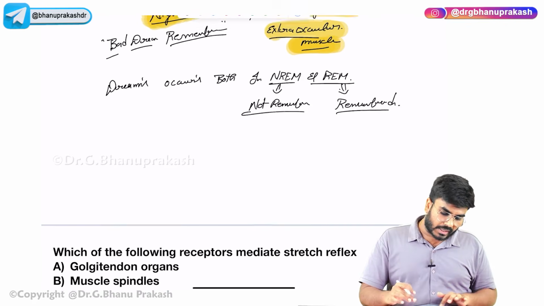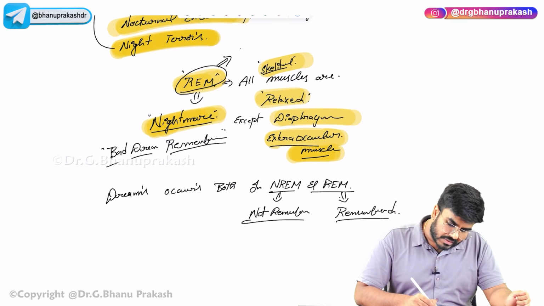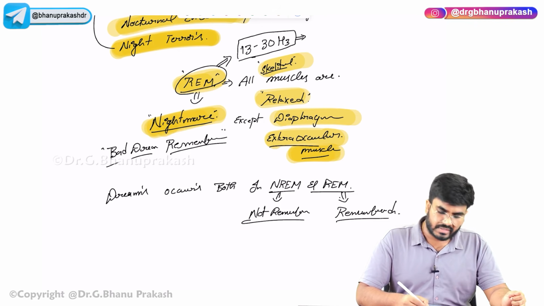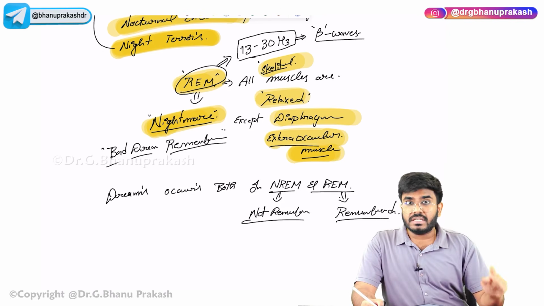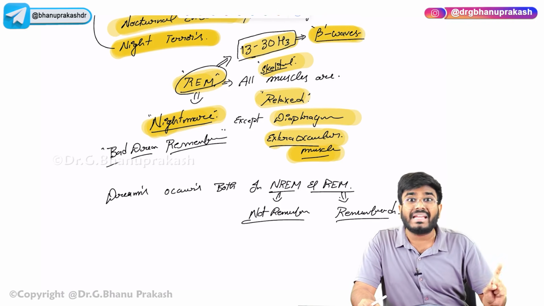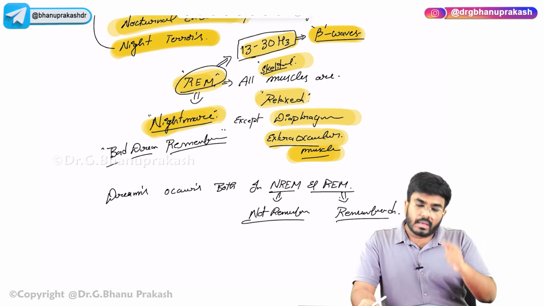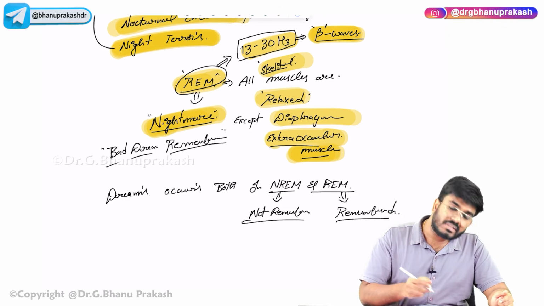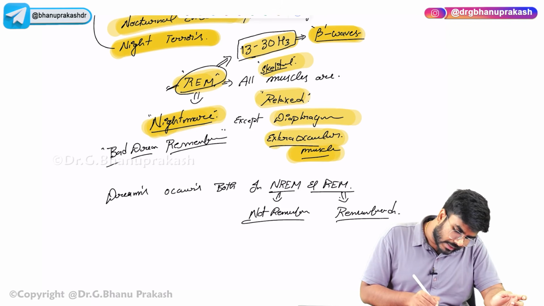Next, important points about the REM sleep. If you measure the electrical activity of the brain, the frequency is going to be 13 to 30 hertz. Now you tell me, what is this frequency? The frequency is of beta waves. The patient is sleeping, but beta waves are coming. Normally beta waves are seen during an active, busy mind. Now the person is sleeping, REM sleep, and he is having beta waves. This is unusual, right? So that's why REM sleep is also called paradoxical sleep.